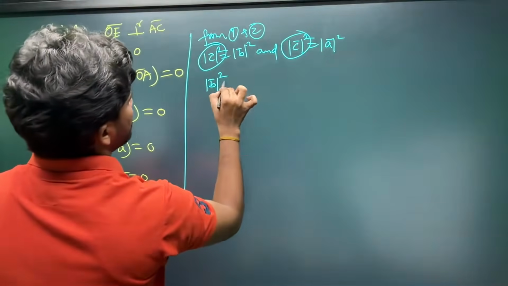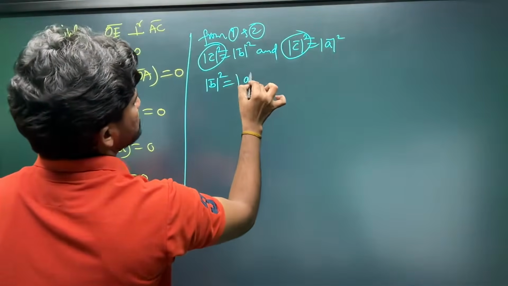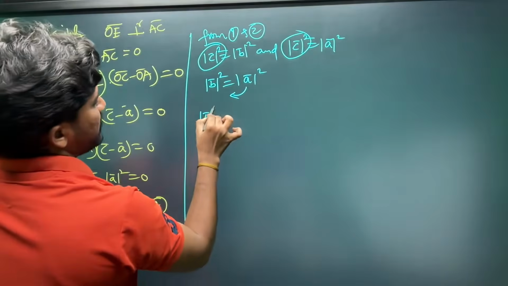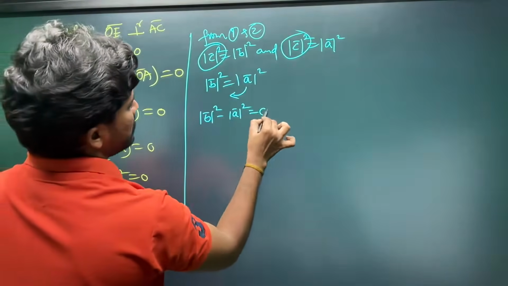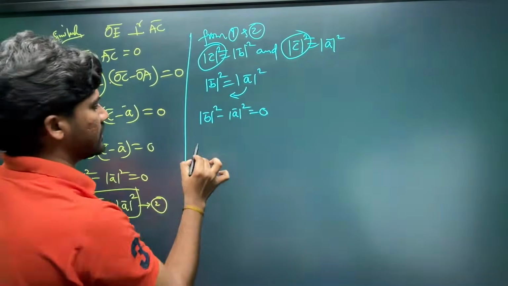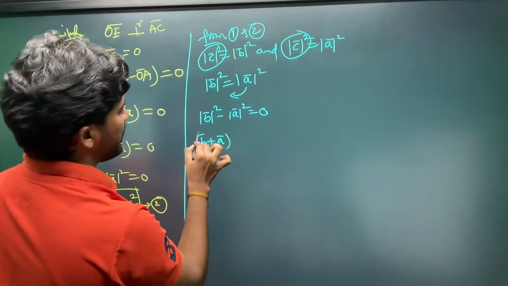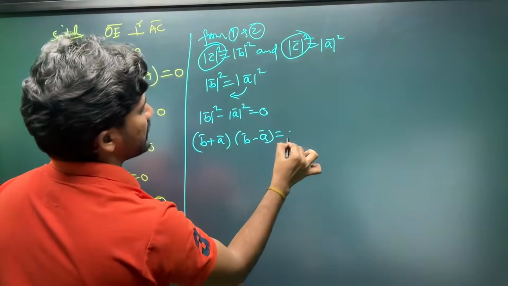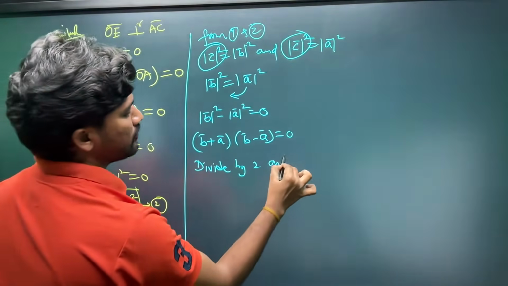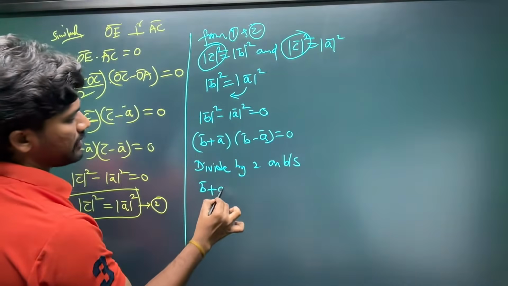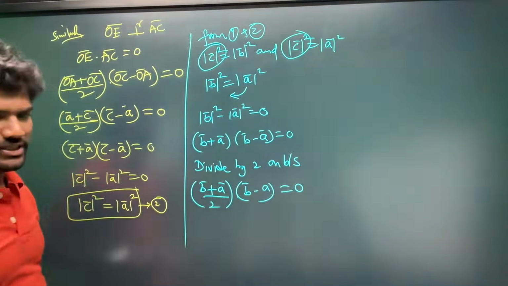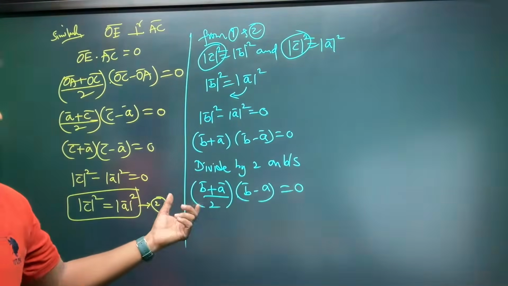Equate mod B square, this is RHS, and mod A square. Take this value to LHS, so mod B square minus mod A square equal to 0. Okay, when you take that value to LHS, again it is in the form of A square minus B square, so B bar plus A bar into B bar minus A bar equal to 0. Okay, divide by 2 on both sides. B bar plus A bar by 2 into B bar minus A bar is equal to 0 by 2 means 0. Particularly, we get a formula here.